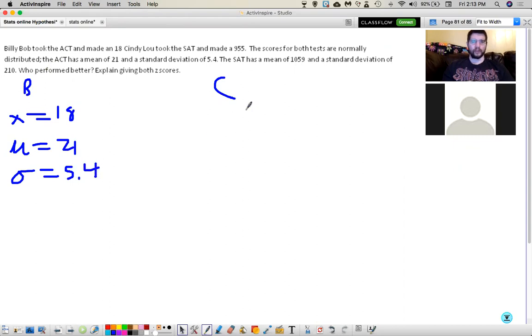Cindy Lou Who over here, she took the SAT. She made a 955. The mean for that is 1059, and it has a standard deviation of 210.